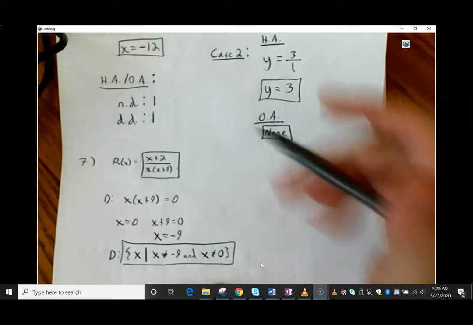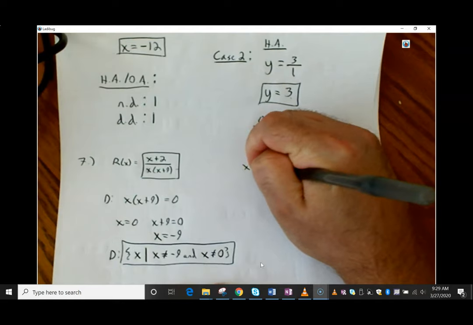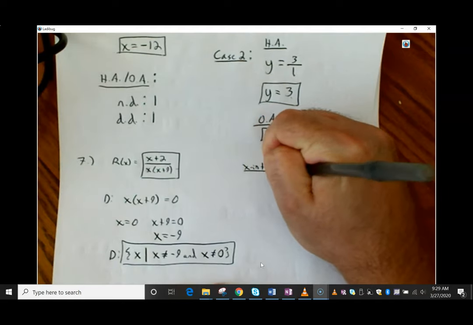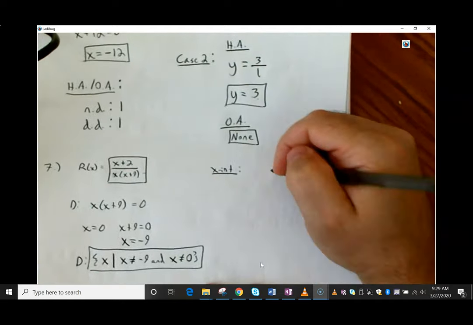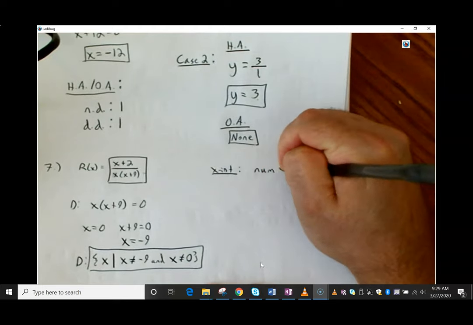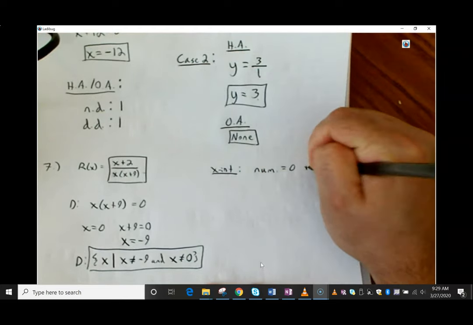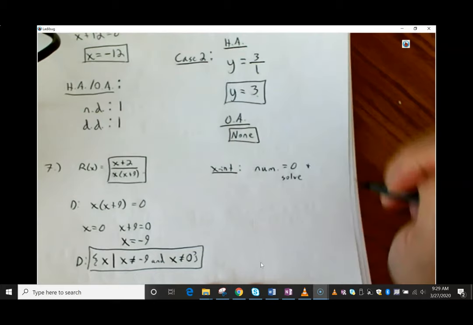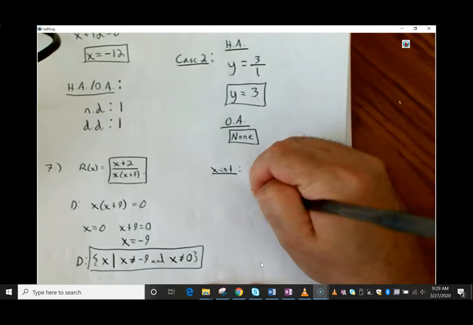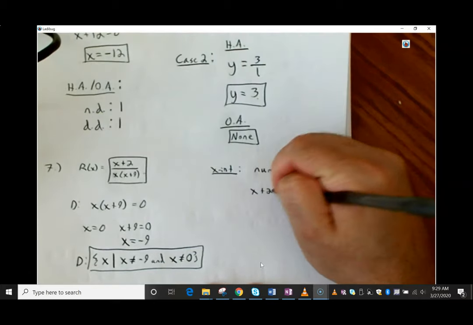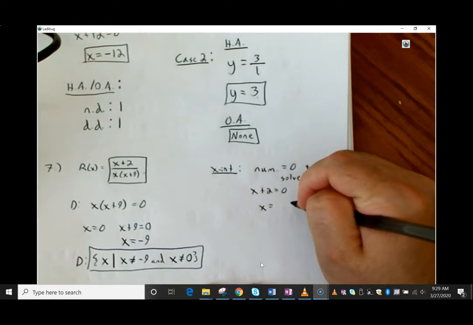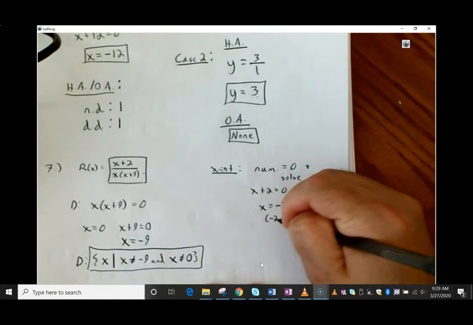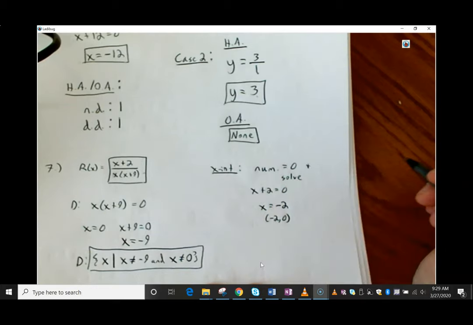All right, so the x-intercept, easy to deal with. With the x-intercept, all you're going to do is set the numerator equal to 0 and solve. Okay, so x plus 2 equals 0. So we have an x-intercept at negative 2. Or again, if we write it as a point, it would be negative 2 comma 0.